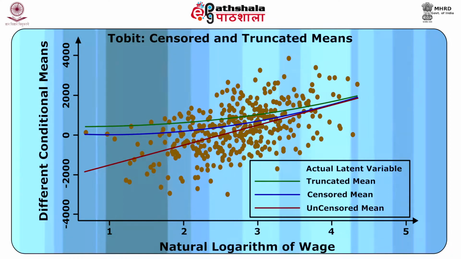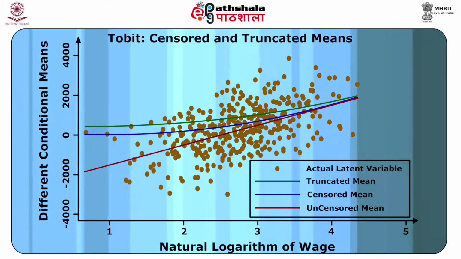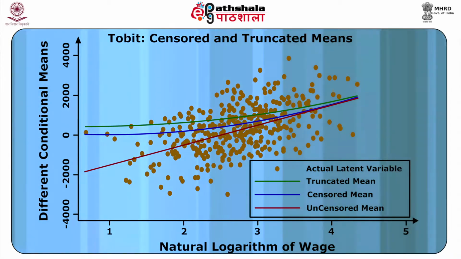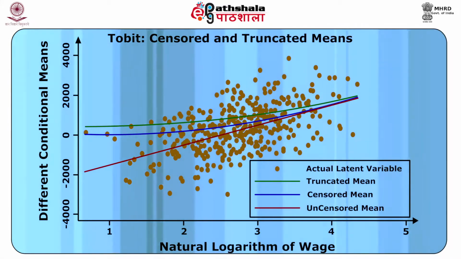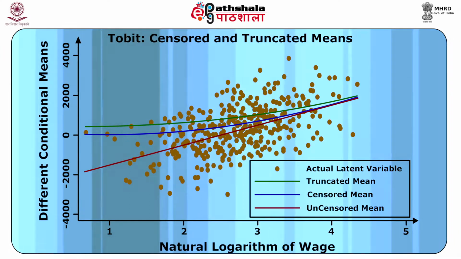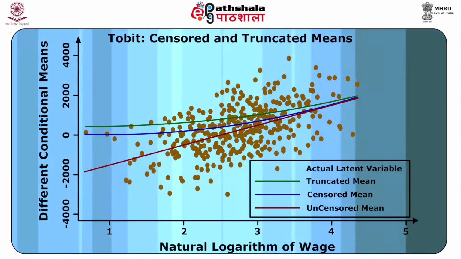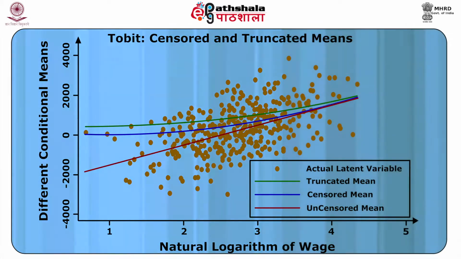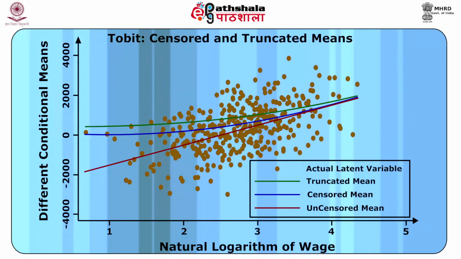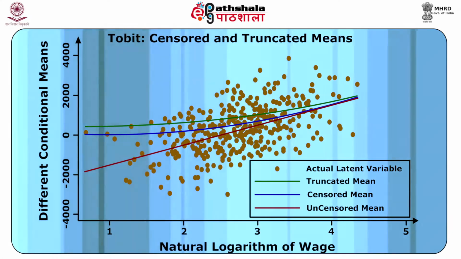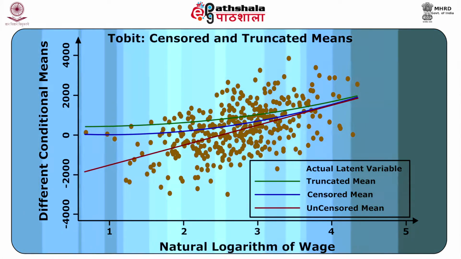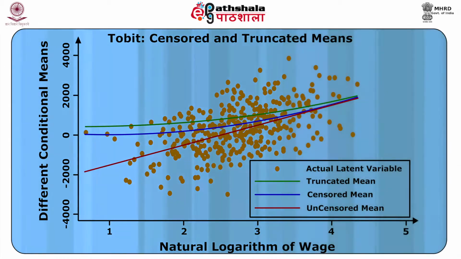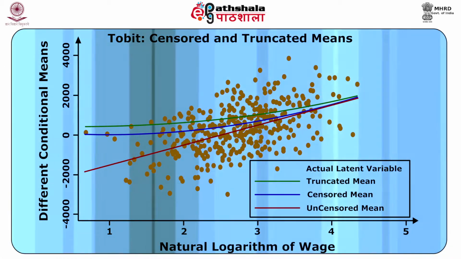Let's have a graph. This is a graph of Tobit, showing censored and truncated means. In this graph, we have different conditional means on the y-axis and the natural logarithm of wages on the x-axis. We have scattered values, and I'm sure you can see the truncated mean, the censored mean and the uncensored mean on these lines. And we have the actual latent variable as the scattered points.